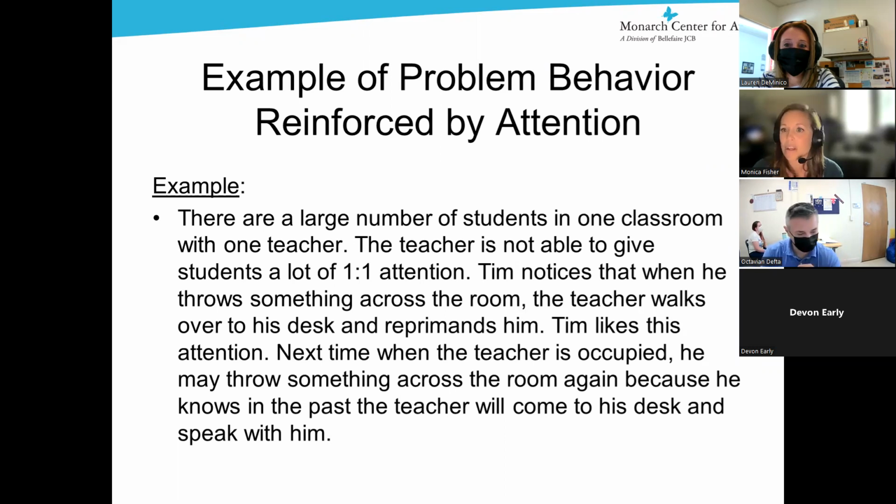So these things are just examples to make you think about things, not necessarily to tell you what to do in a certain context, because again, we want to look at kids and assess them at an individual level, but just to make you aware of relationships that exist between antecedents, behaviors, and consequences that might reinforce or strengthen some of the problem behavior that we're seeing.